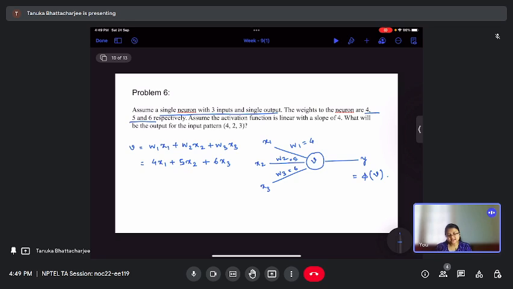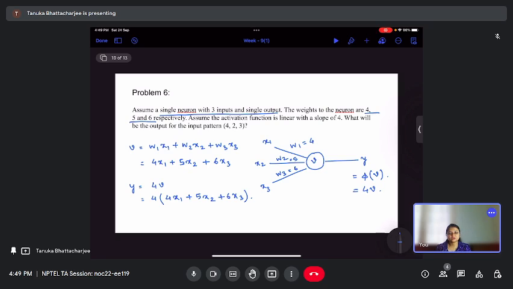Then the question says to assume the activation function is linear with a slope of 4. So it is basically y equals 4x, or here, your input is V. So your y is basically 4V, because this is a linear equation with slope 4. So your final output y will be equal to 4 times V, that is 4 times (4x1 plus 5x2 plus 6x3). Okay, this will be your input-output relation.